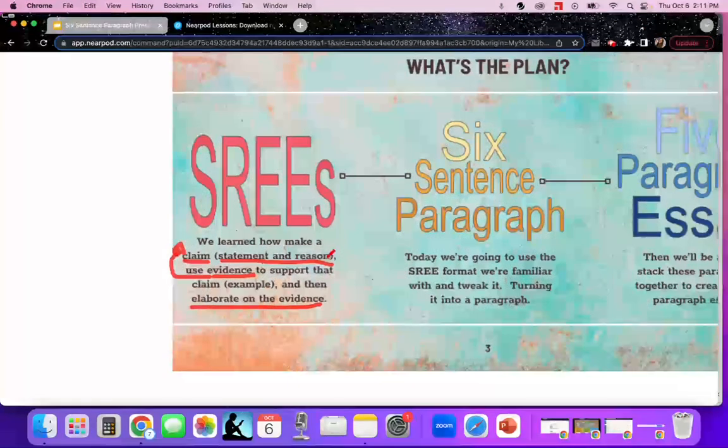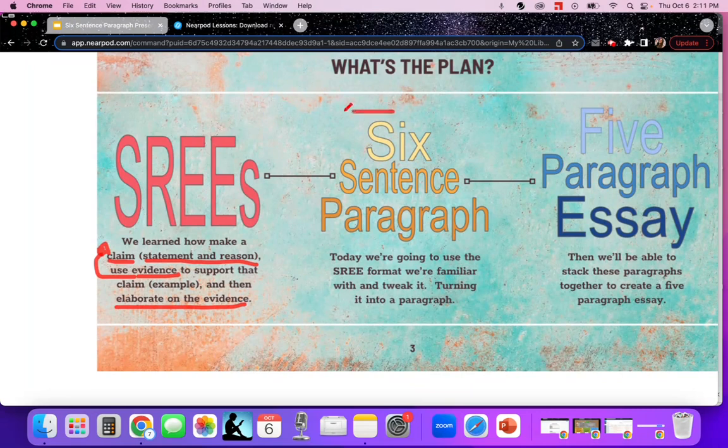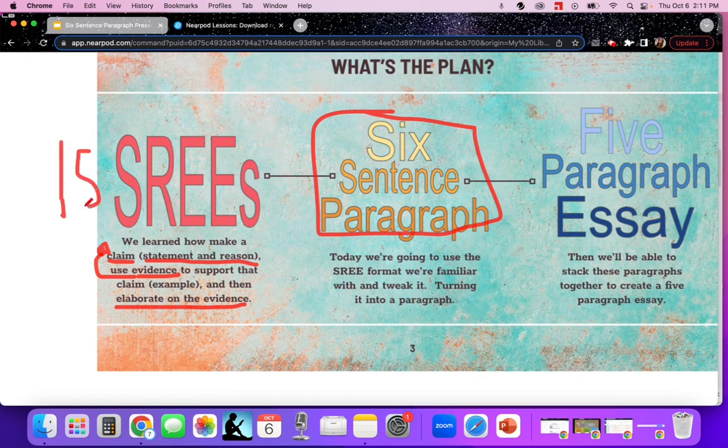Okay, now today we are going to work on 6-sentence paragraphs, which I think you might have started in 7th grade as well. But really, it's just an SREE with a couple more things added to it. So first, it's got to have an introduction sentence, and then we're also going to add 2 E's. So that is a 6-sentence paragraph. It's an introduction sentence, SREEE.